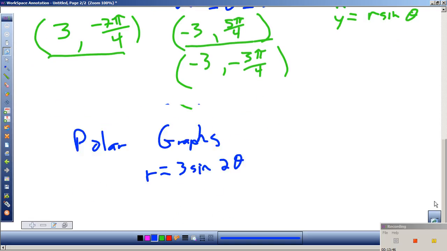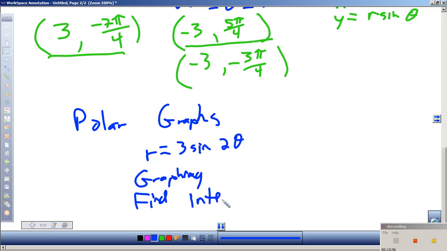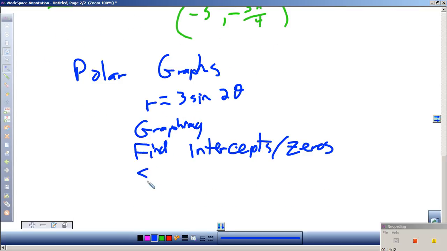So doing polar graph, maybe, so we're saying graphing them, and maybe find intercept and zeros here. And the third thing here is symmetry.